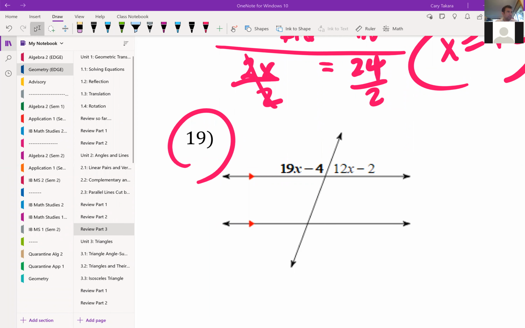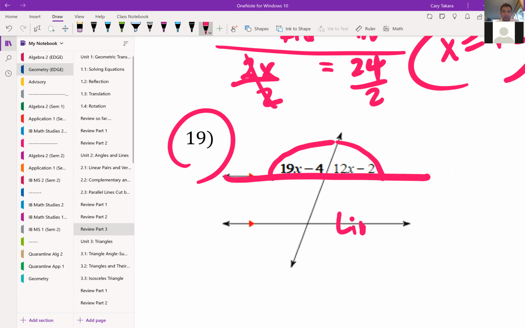Okay, it's been 2 minutes. Let's talk about this. First of all, the name. It is this angle and this angle, right? It's the linear pair. Okay, so this is a linear pair.